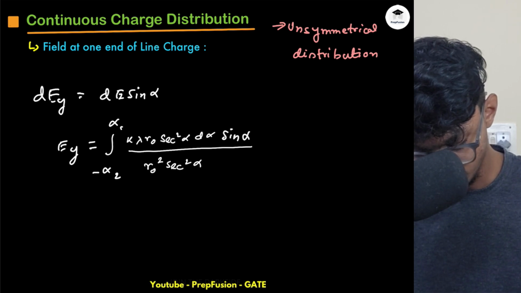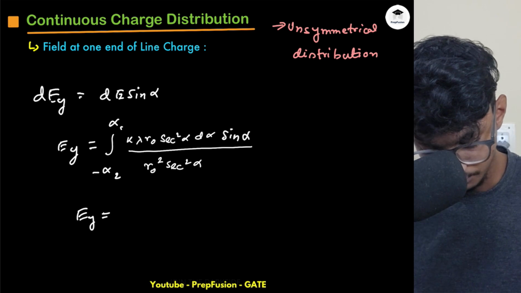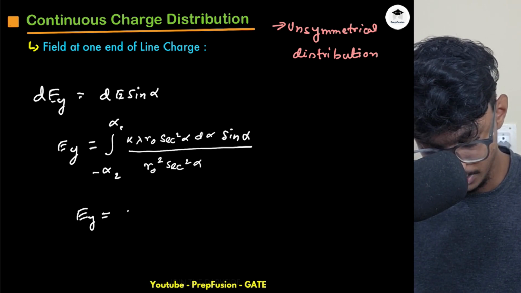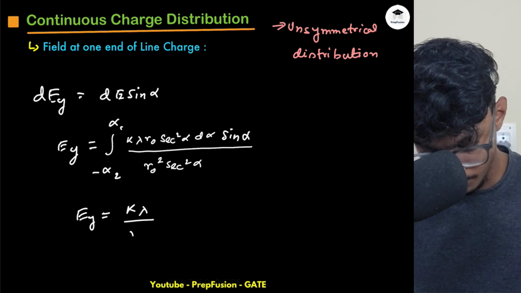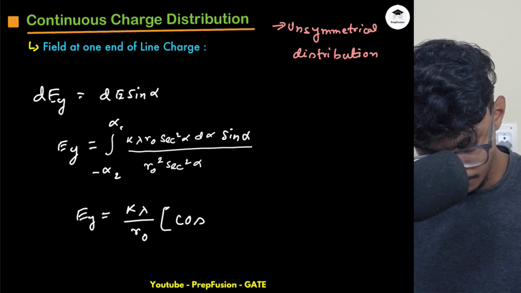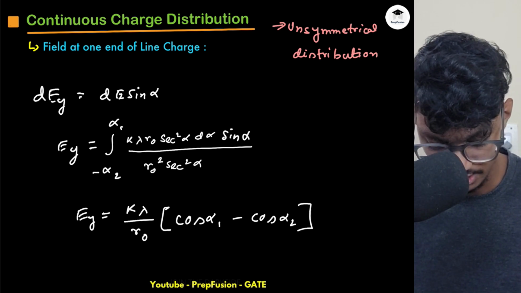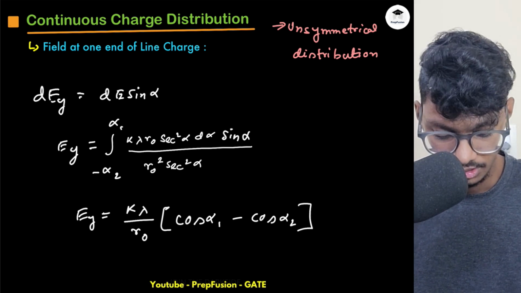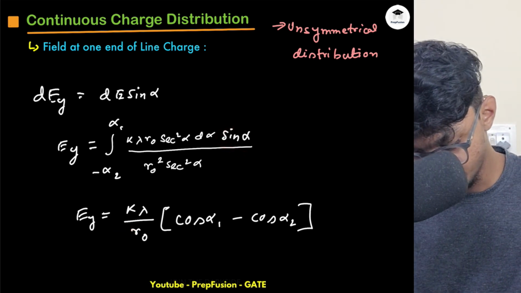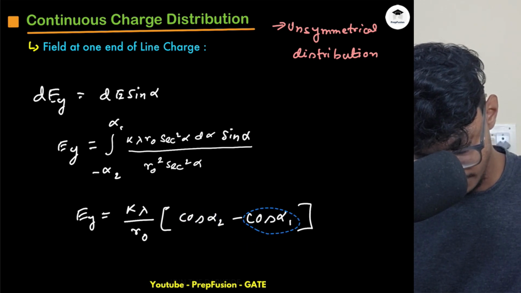I will integrate. Okay, so Ey equals what? Ey equals simply k lambda upon r naught cos of alpha 1 minus cos of alpha 2, because a negative angle is still positive for cos. Okay, so this will be the case. Okay, sorry, here I have signed it, so an extra negative sign will be present on the outside as well. So this will be flipped, basically cos of alpha 2 minus cos of alpha 1.